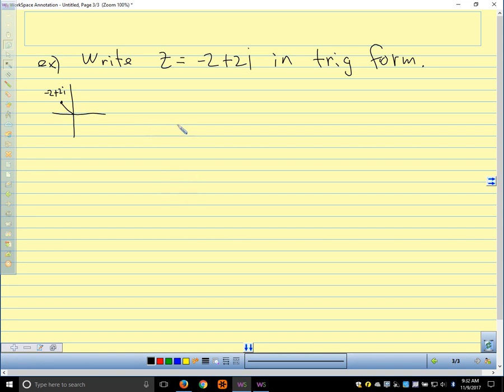All right. Well, we need our angle. Tangent theta is 2 over -2, which is -1. And what quadrant are we in? Second quadrant. So we need a second quadrant angle whose tangent is -1. So this is a unit circle problem. What angle in the second quadrant has a tangent of -1? 3 pi over 4. And so this is our argument.